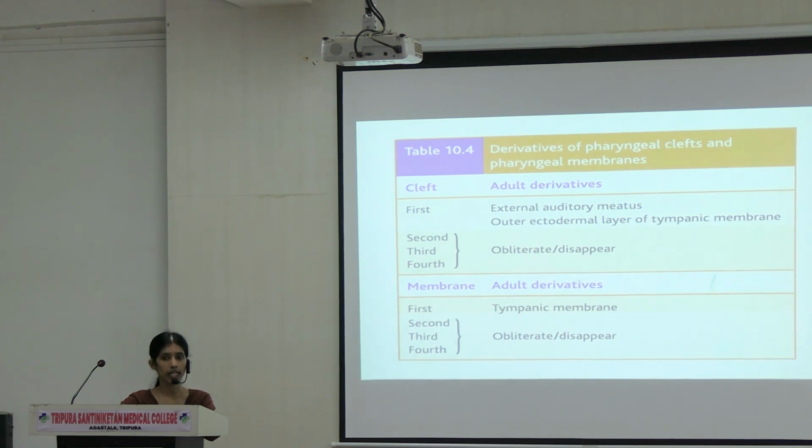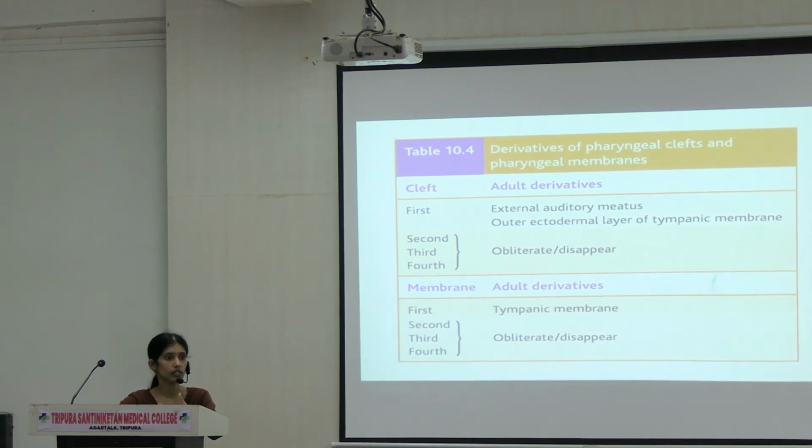What about the artery derived from your first? Maxillary artery. These are only the important structures. In the notes I have added other structures also. So you have to learn about other structures.